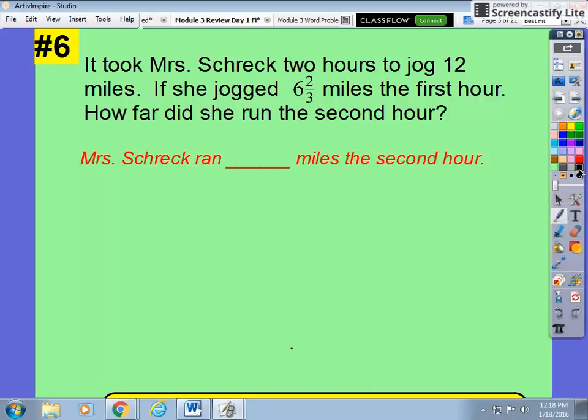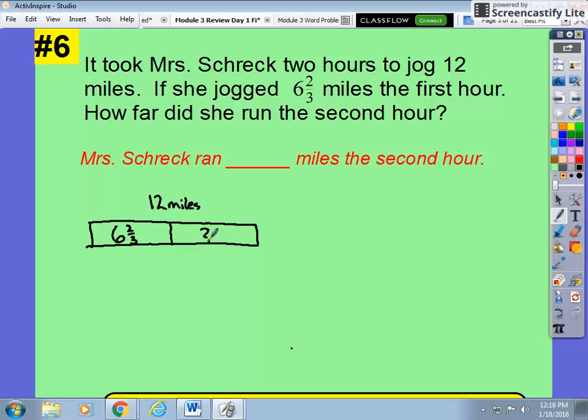So we're going to go ahead and start by drawing a tape diagram. So we have Mrs. Shrek ran for 12 miles. So she ran a total of 12 miles. We have a part whole model here. Her total was 12 miles, and she ran in 2 hours. She ran 6 2/3 miles. And we need to find out how far she ran the second hour.